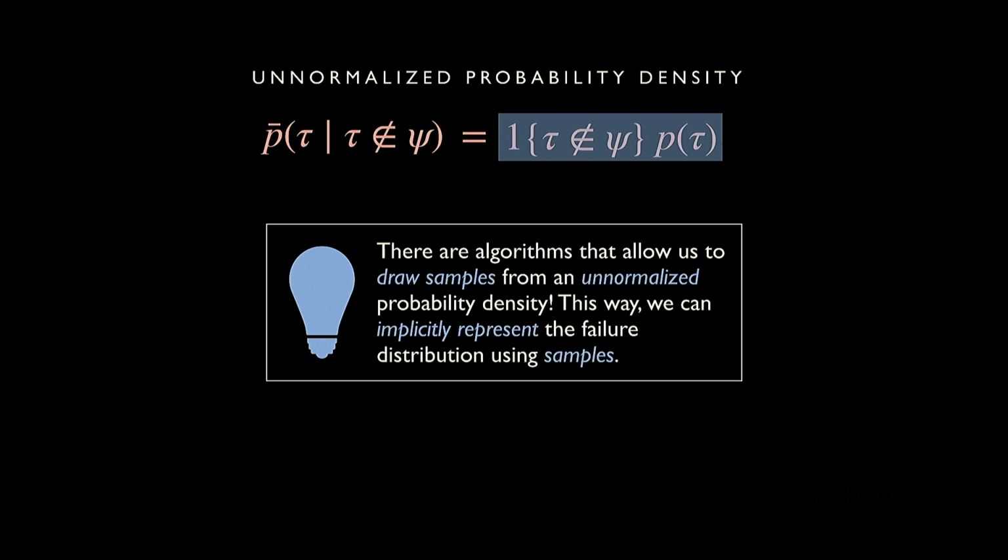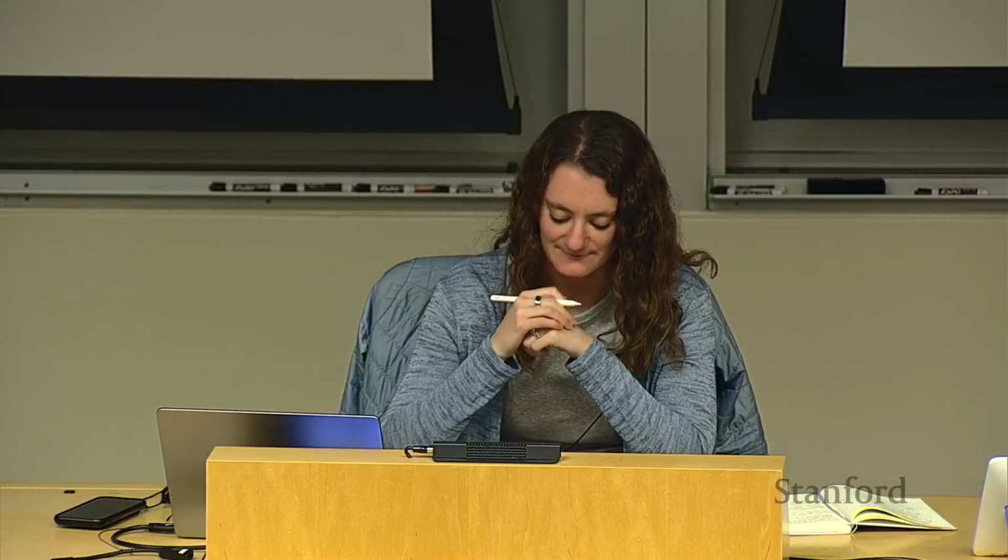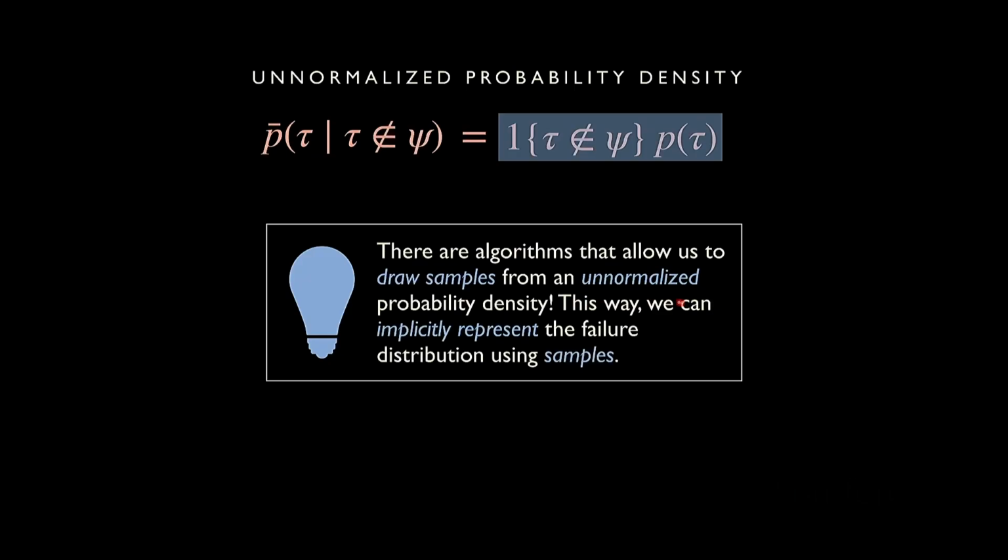What's really cool about this is that there are algorithms that allow us to draw samples from an unnormalized probability density. We already talked about this a little bit previously with Bayesian estimation, where I said there's this magic that happens and you can take this unnormalized density and get all of these samples. Today we're going to talk about what that magic really is. This way, we can't explicitly write down the failure distribution, but we can implicitly represent it by drawing a bunch of samples from that distribution.